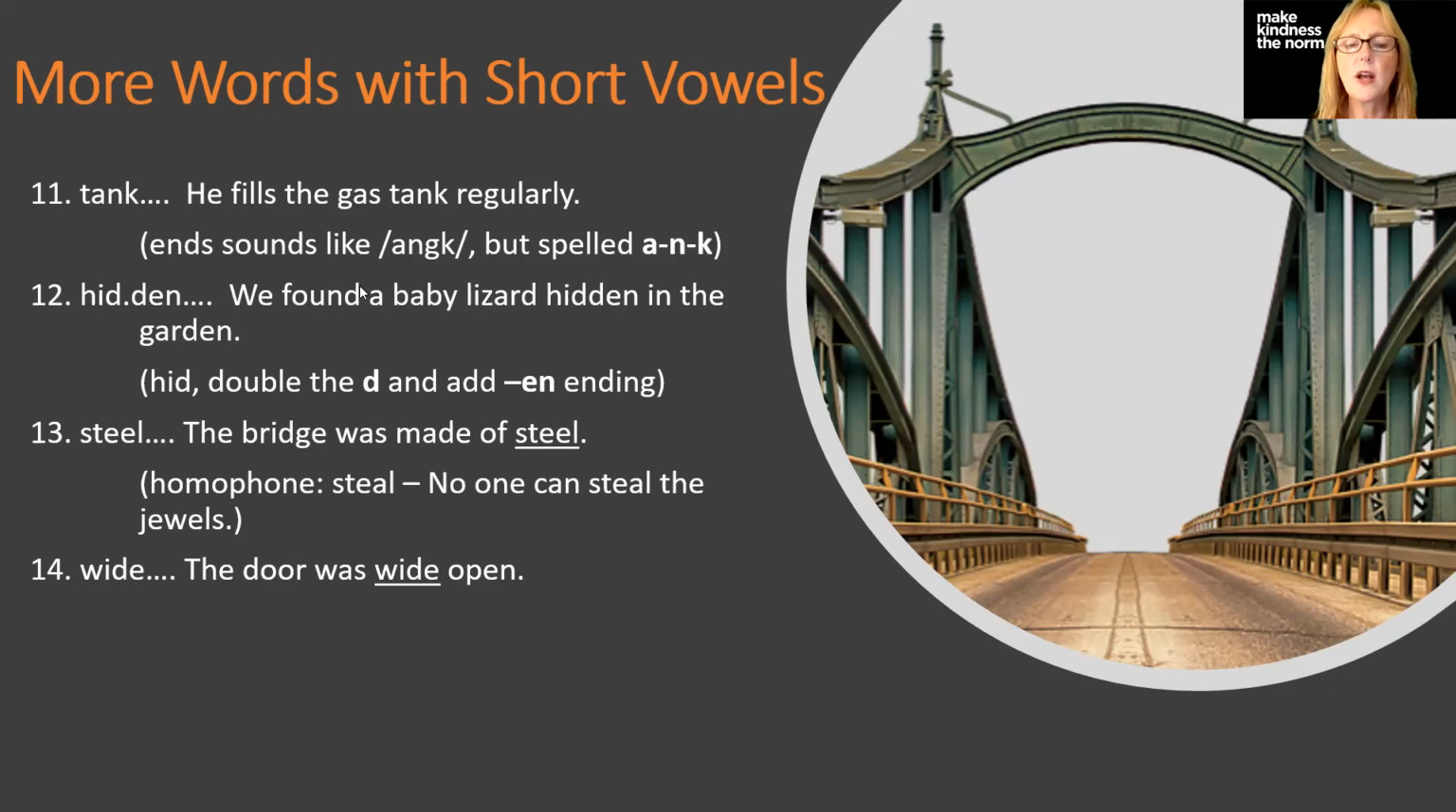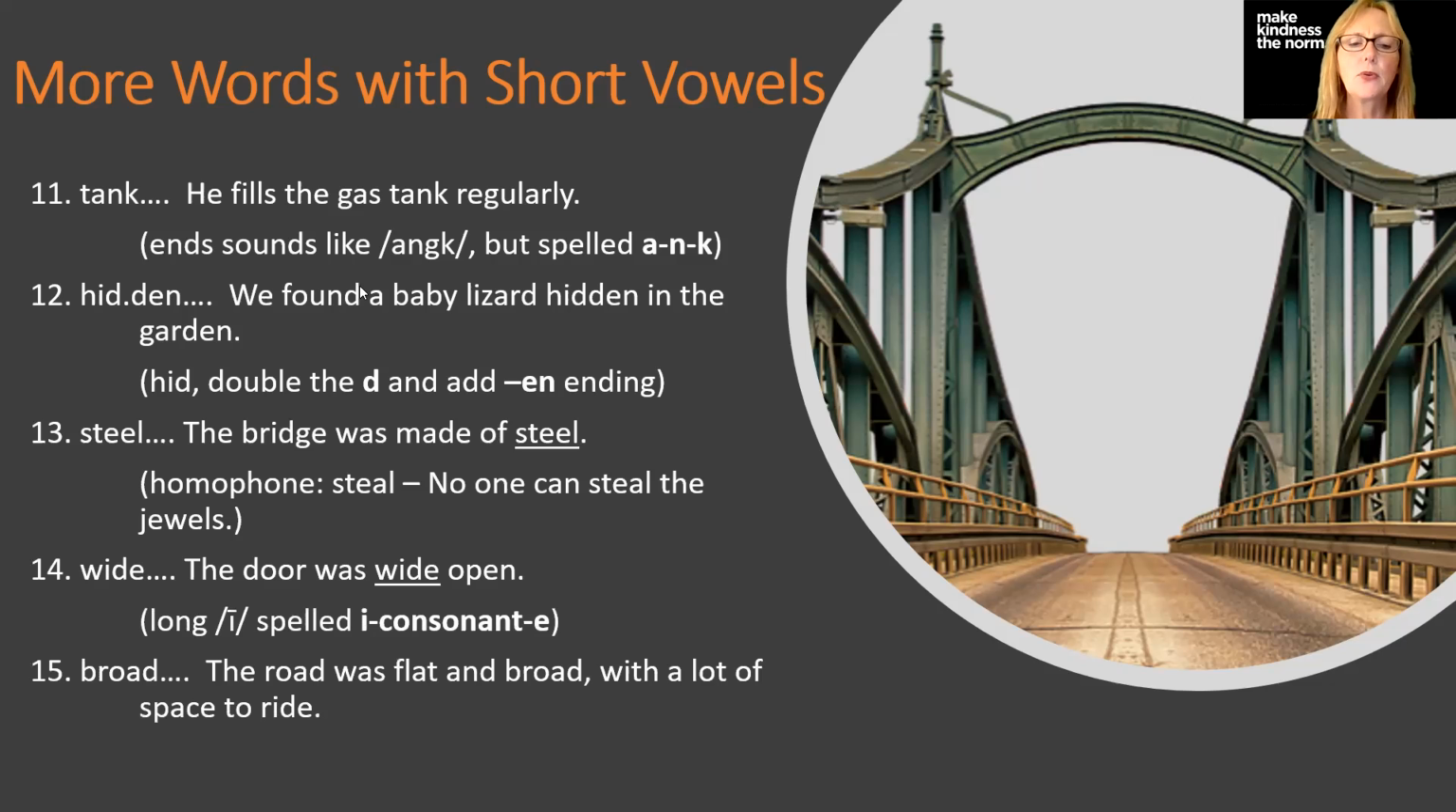Wide, the door was wide open. Long I, consonant E. That's how we're spelling that one. Broad, the road was flat and broad with a lot of space to ride. Broad, we have the aw sound in the middle. Oh, that's not the right one there. Let's ignore that last one there.